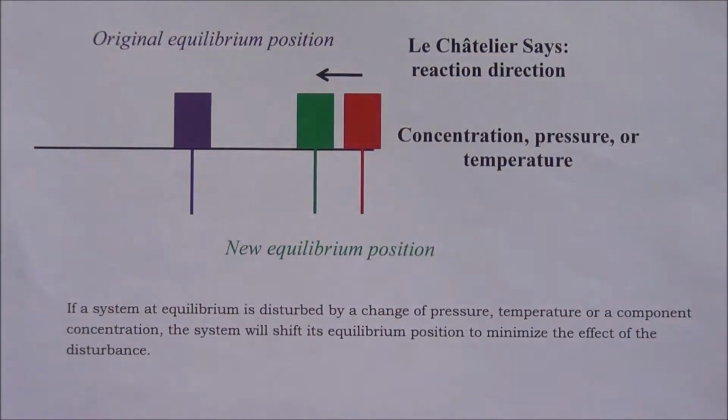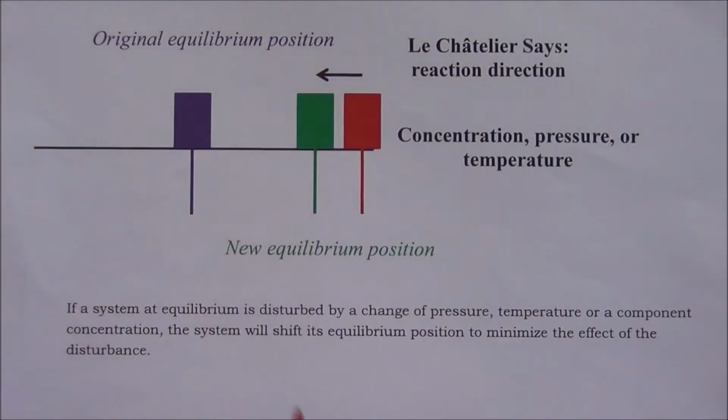Le Chatelier's principle is a simple qualitative tool to predict the shift of a chemical equilibrium. It says if a system at equilibrium is disturbed by a change of pressure, temperature, or a component concentration, the system will shift its equilibrium position to minimize the effect of the disturbance.